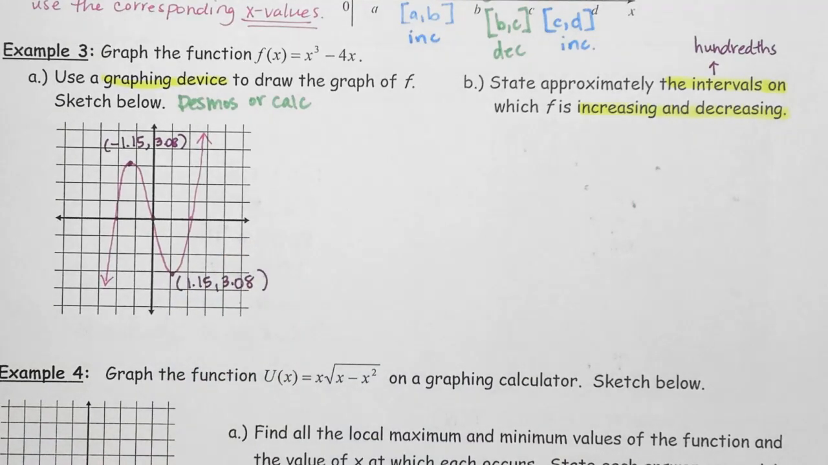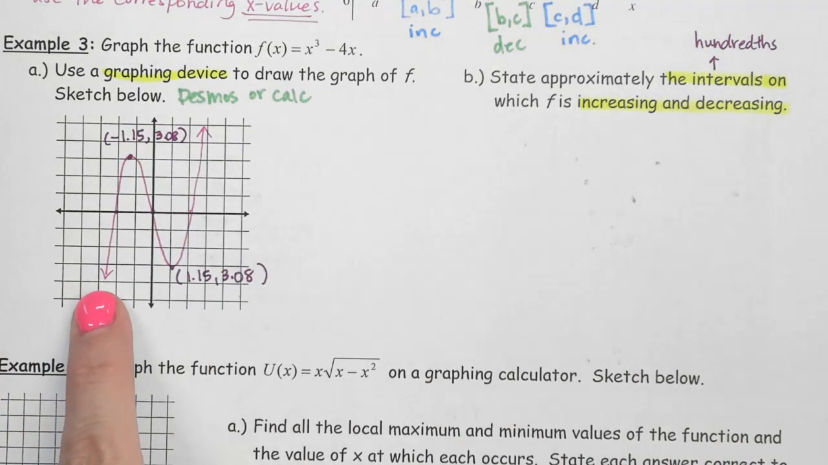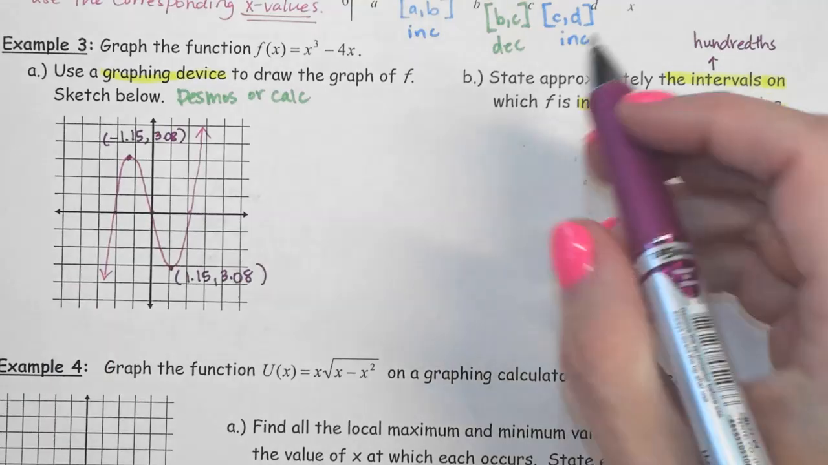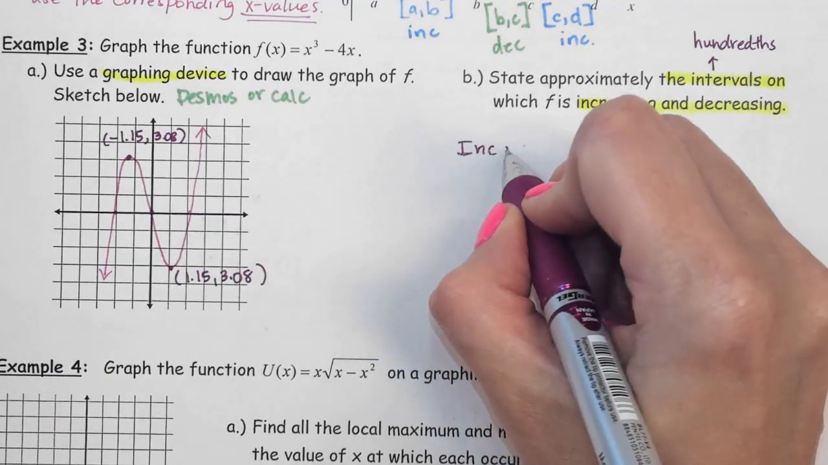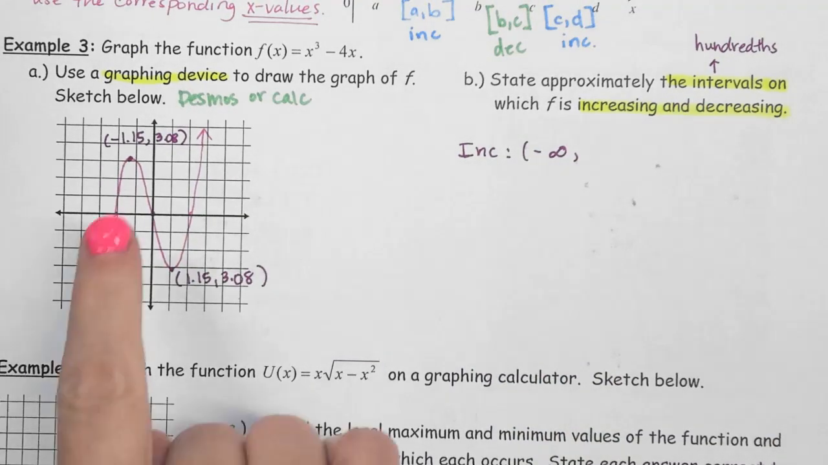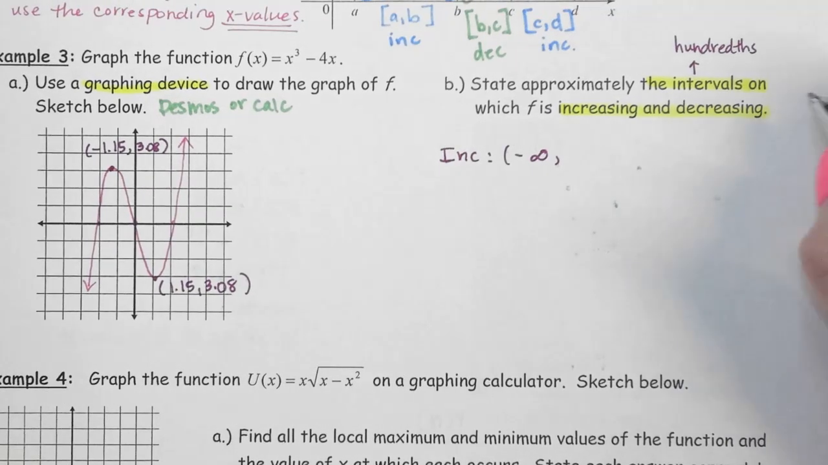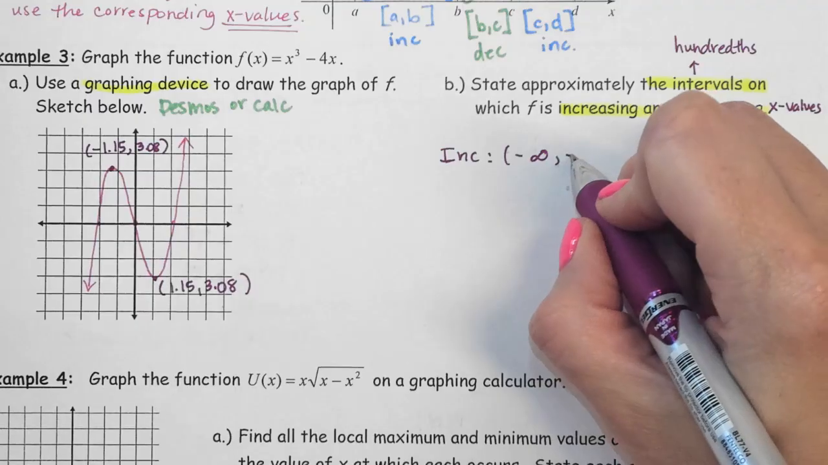So when we're doing our intervals, our increasing interval, we have an arrow here. If you have an arrow, the increasing is going to start at negative infinity. It's going to go up to your x value. So you are only using your x values here. So negative 1.15.